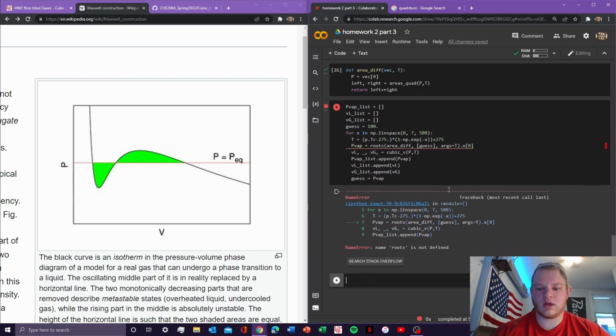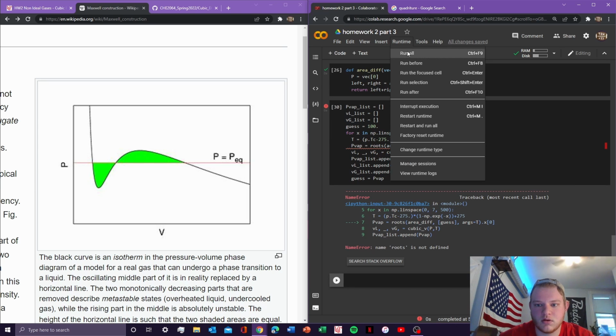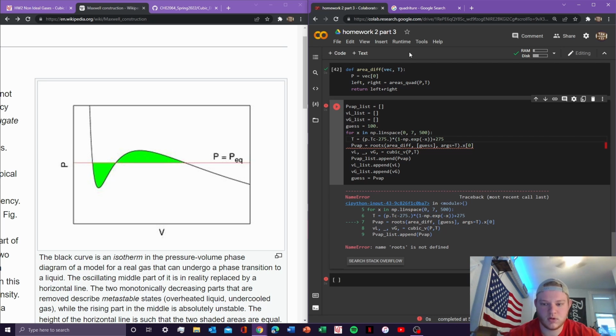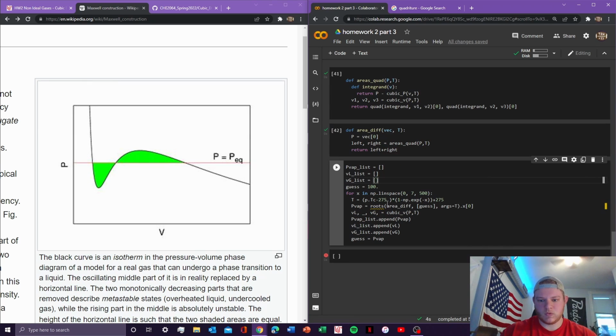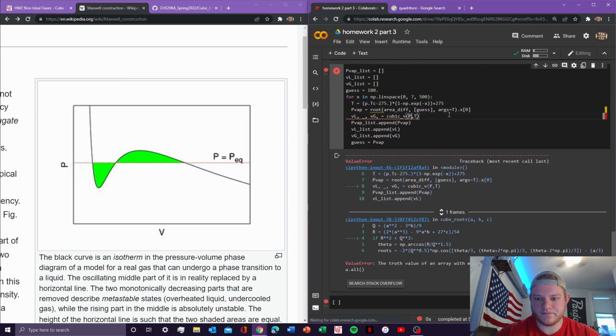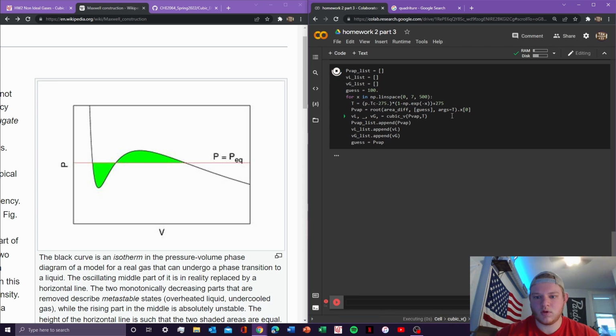But it does not like that, so let's figure out why. This is supposed to be just add root, I think. Let's run this. Oh, this is supposed to be pVap, the pressure of the vapor. That's why.